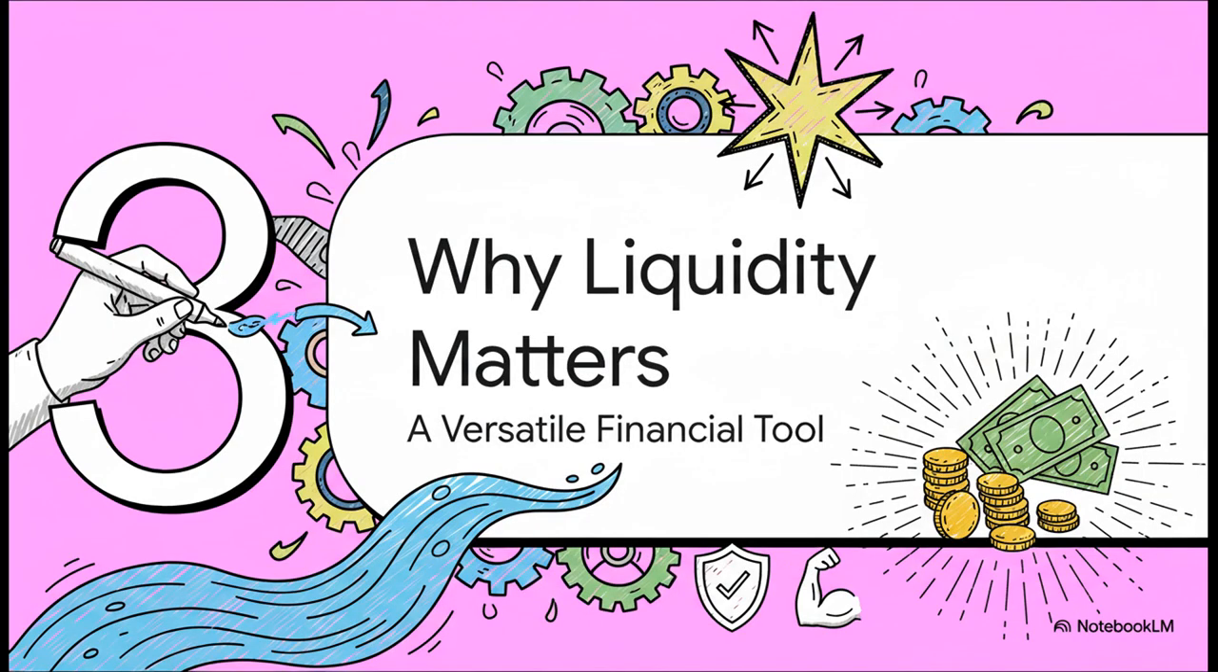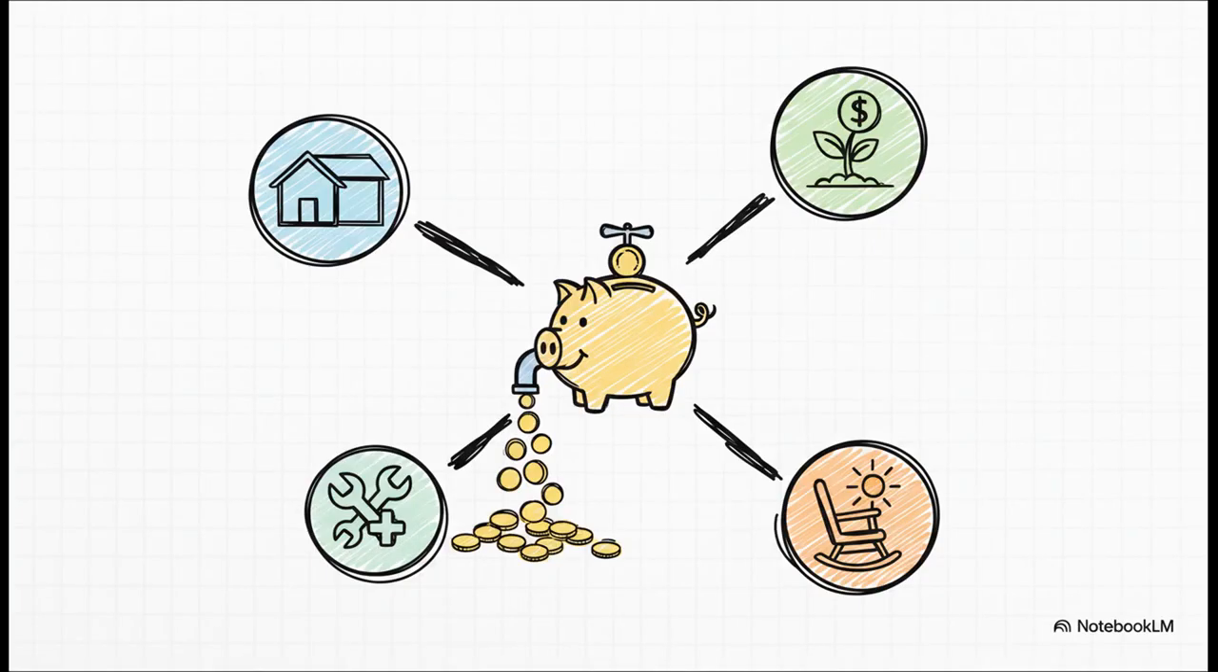Okay, but why does any of this matter? Well, because when your policy has liquidity, it becomes so much more than just a safety net for your family. It turns into a flexible financial tool that you can actually use while you're living. Having a liquid policy just gives you options.